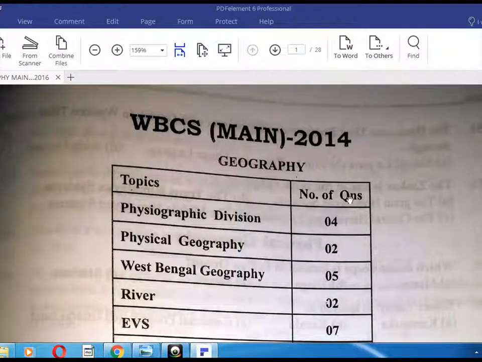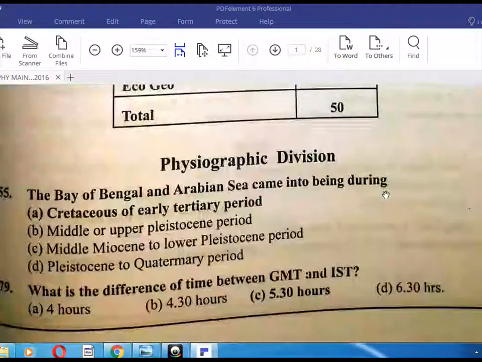Hi friends, now we discuss WBCS Mains 2014 paper. Okay, so geography it is.